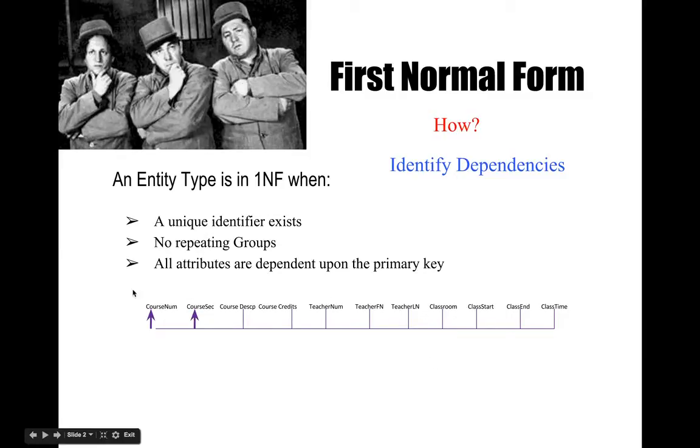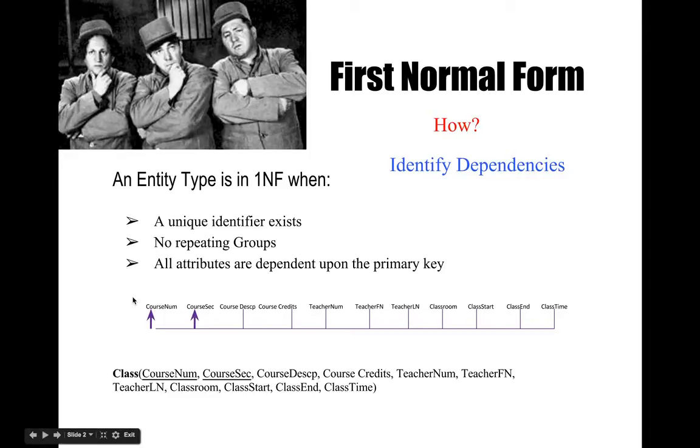We could find that for something we'd want to call class, all of these different attributes would be more dependent upon these two together than one alone. And since we need to have all this together, these two attributes would then become the primary key.